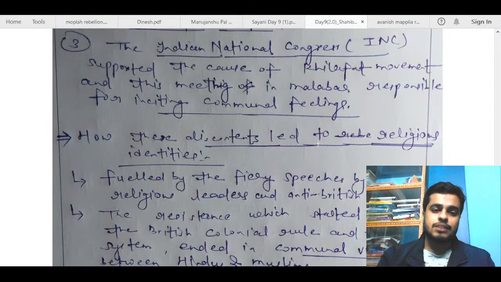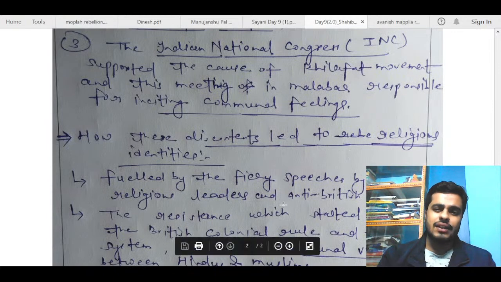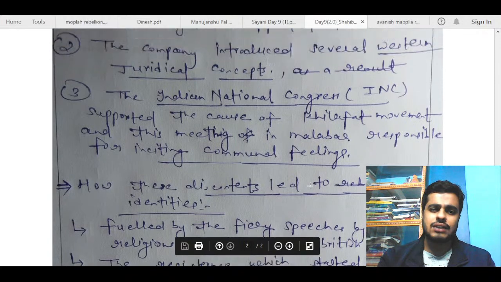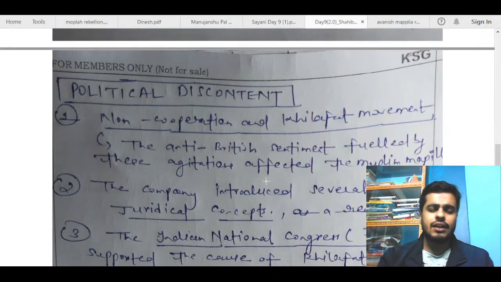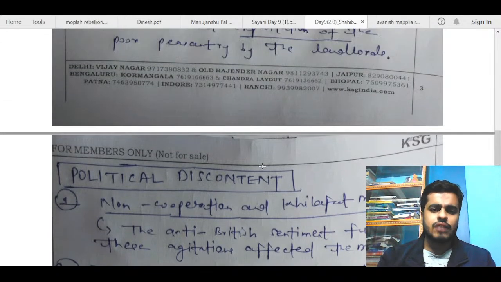So overall, I think this part, the religious identities part, can be written a bit better. Some points are missing. You can just talk about the role of both the classes here, and some points are missing in this part also, like political discontent. Here, you can talk about the arrest of Ali Musaliar and all. So that will be better.